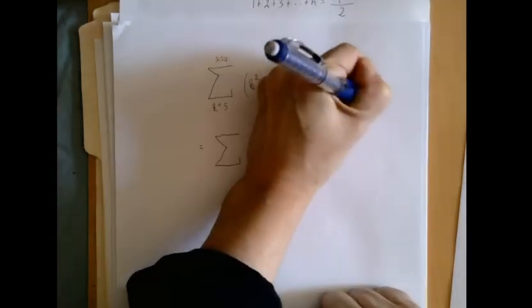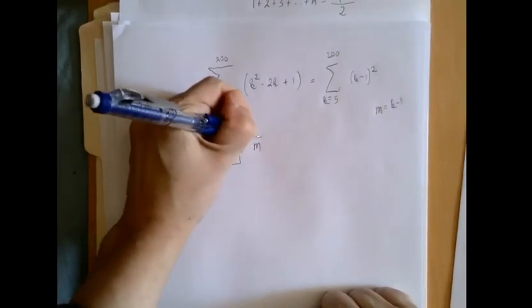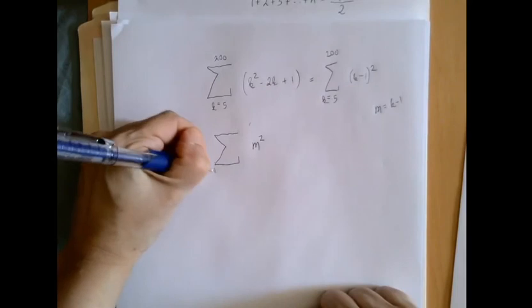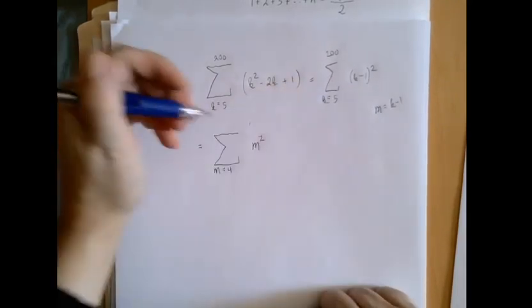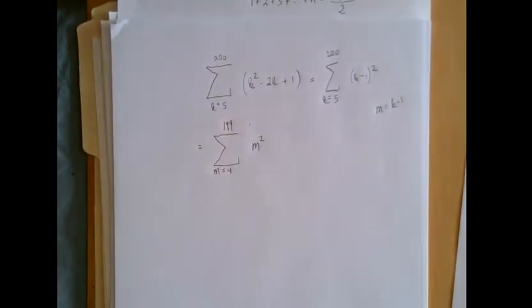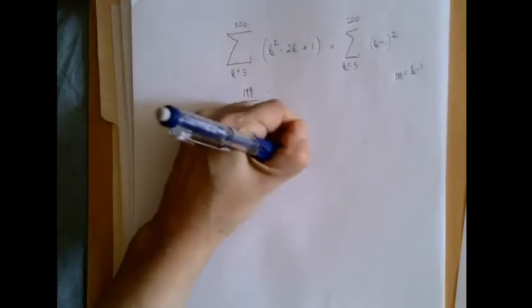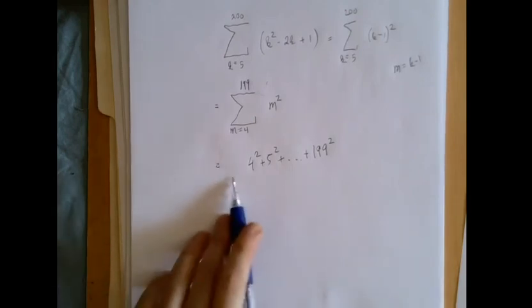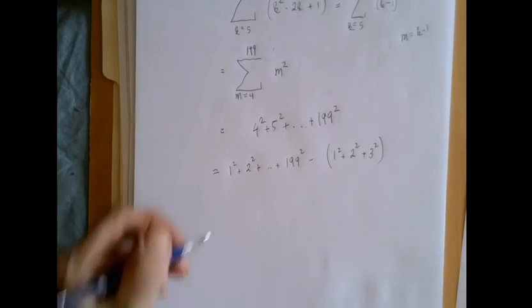So we can introduce a new variable, say m is k minus 1. Why? Because then we have this nice formula here. But then when k is 5, m is 4. And when k is 200, m is 199. But look how much easier the whole situation became. This is just 4 squared plus 5 squared up to 199 squared. Which means we're going to add the beginning and then subtract it. And now it's in the form where we can compute it.